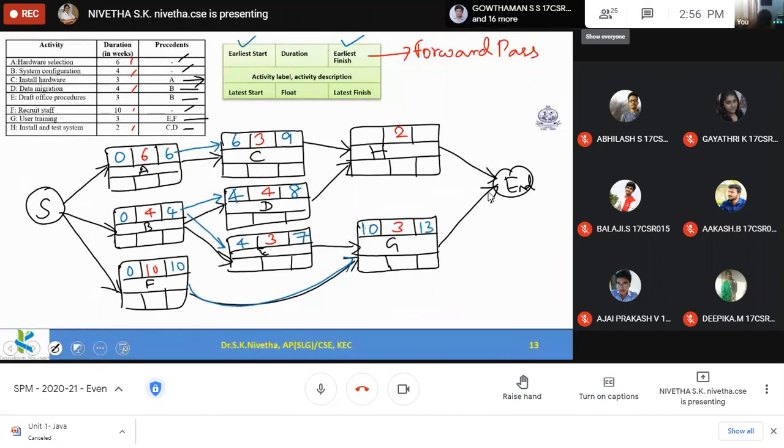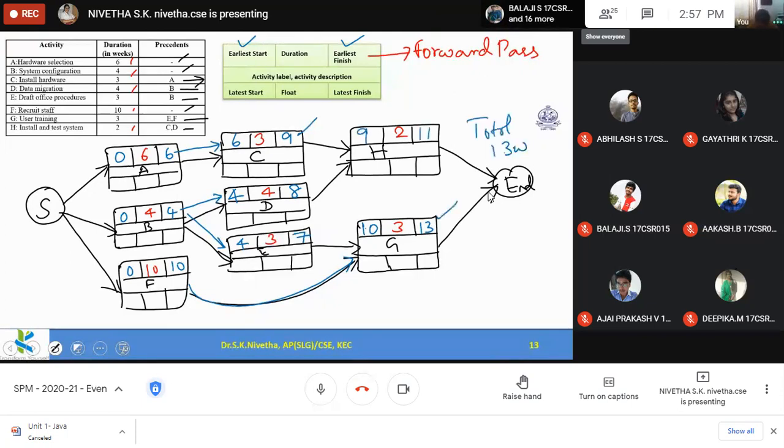Now here, when C and D are over, then I can start H. 9 and 8, which is the highest? 9 is the highest, so that should be filled here. 9 plus 2 becomes 11. So among these two, 13 is the highest value. So the total duration of the project is 13. 13 weeks is the total duration for this project.